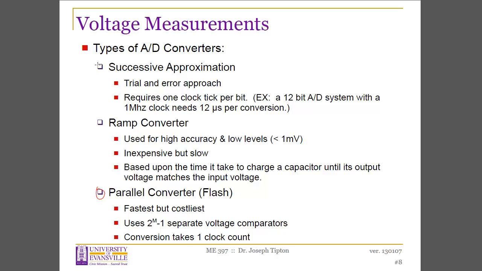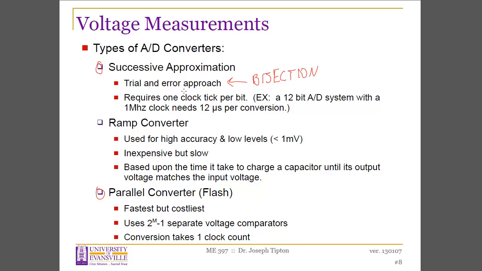The second fastest and second most expensive is the successive approximation A to D converter, and it's actually using a trial and error approach to figure out what the voltage is. And this is very similar to what you did in ME397 numerical methods when you used the bisection algorithm. So I'll write that here. The bisection algorithm in ME397 for root finding.